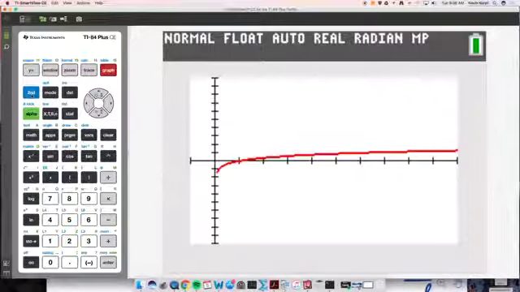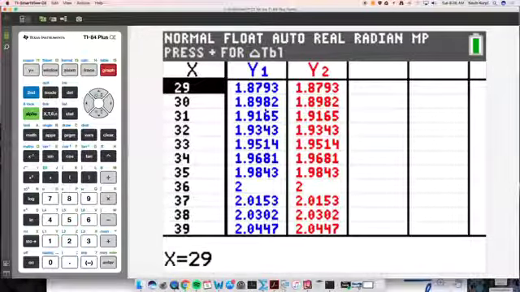Of course, you might want to go to your table of values. If you hit second graph, you go to the tables, and now you can compare at different values of x, the y values of each function. And if you notice, to the 4 decimals that are showing, they're exactly the same.